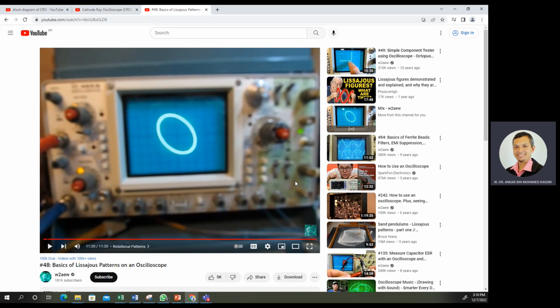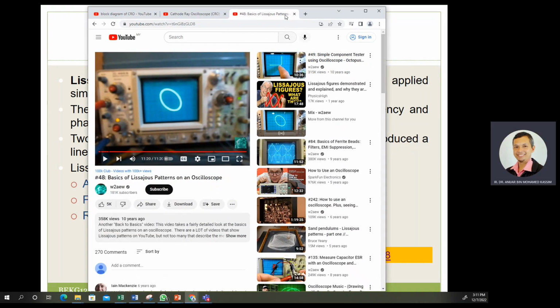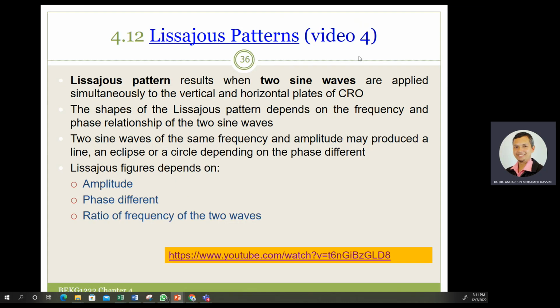Okay, when there is an XY horizontal waveform together, when there are vertical and horizontal inputs on the CRO applied simultaneously, then we can have the Lissajous patterns. That's what is shown inside the YouTube video. He said the different frequencies of the two sine waves are shown simultaneously, XY, and it can show that type of Lissajous patterns.